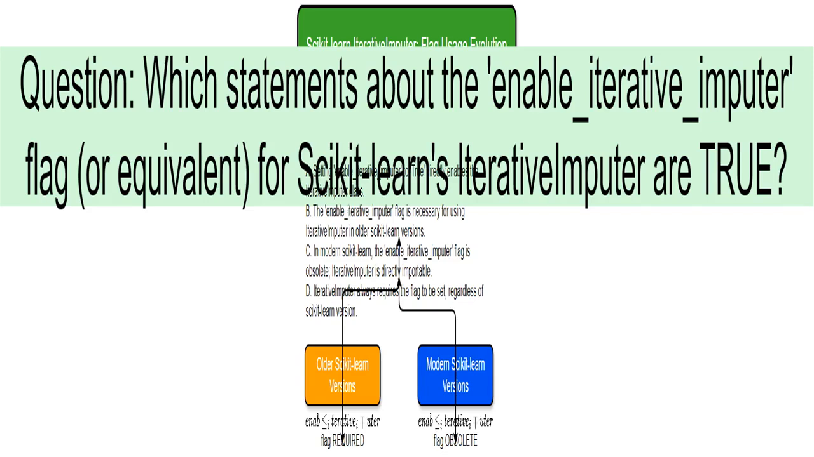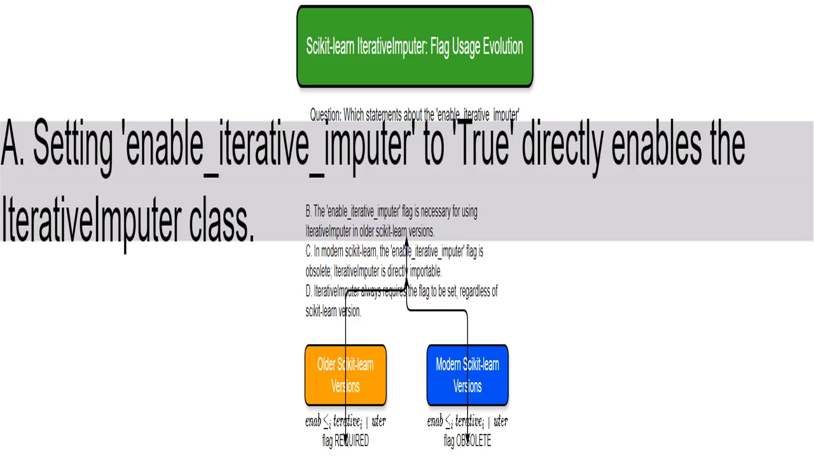This is incorrect. Setting a flag doesn't directly enable a class. You must still import and create an instance of iterative imputer separately, like this: _imputer equals iterative imputer. The flag simply changes a setting. It's not a class activator switch. This is correct for older versions. Back then, you needed the flag. Think of it as a special permission slip to use the experimental feature.